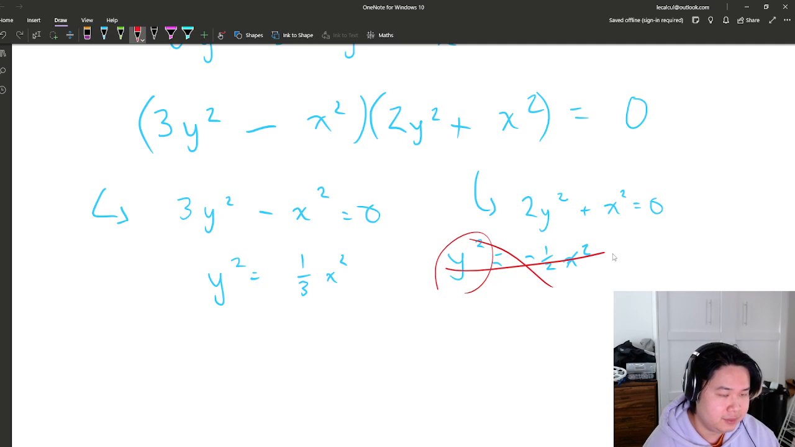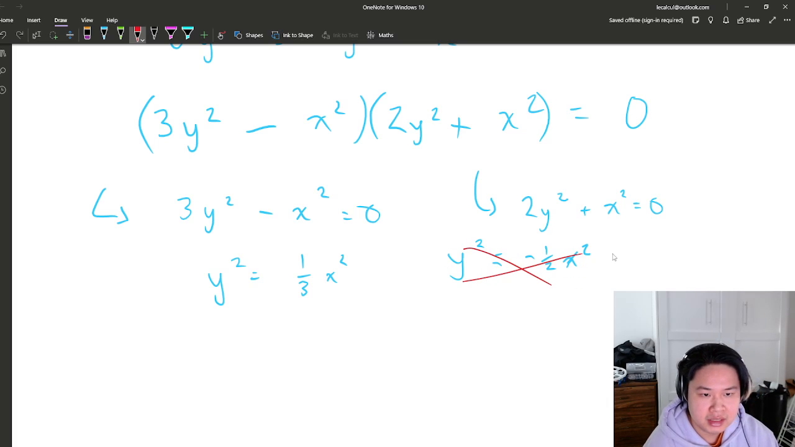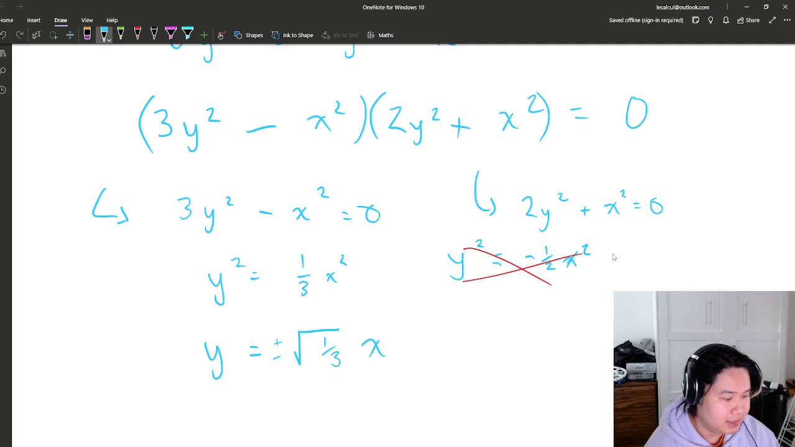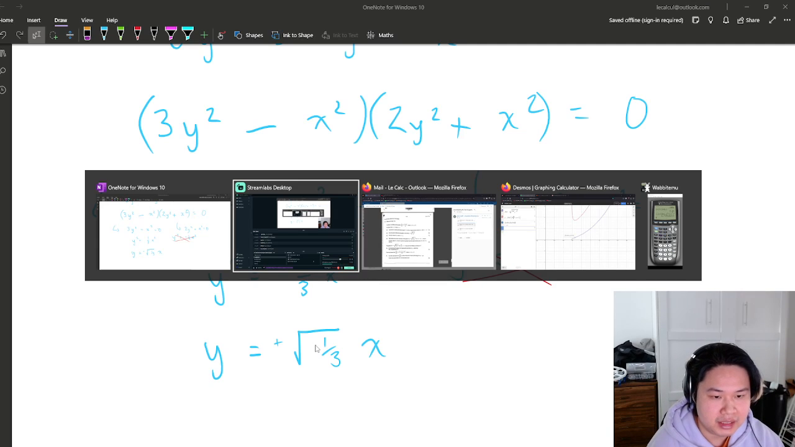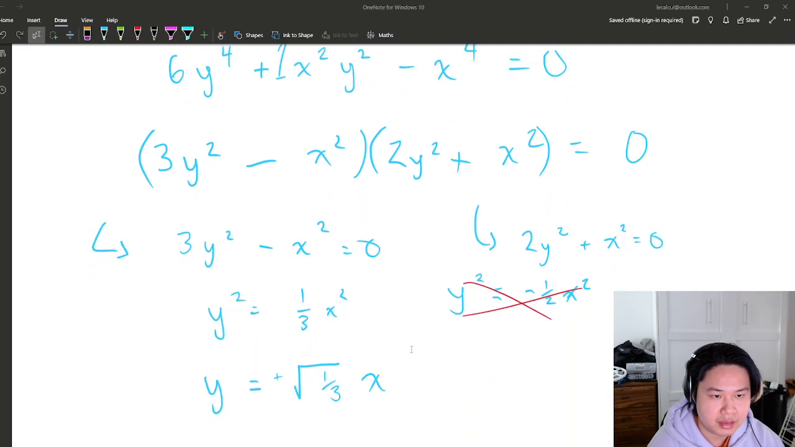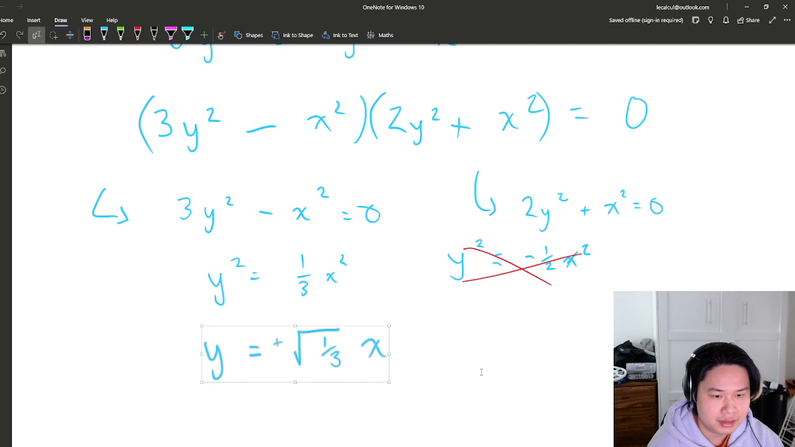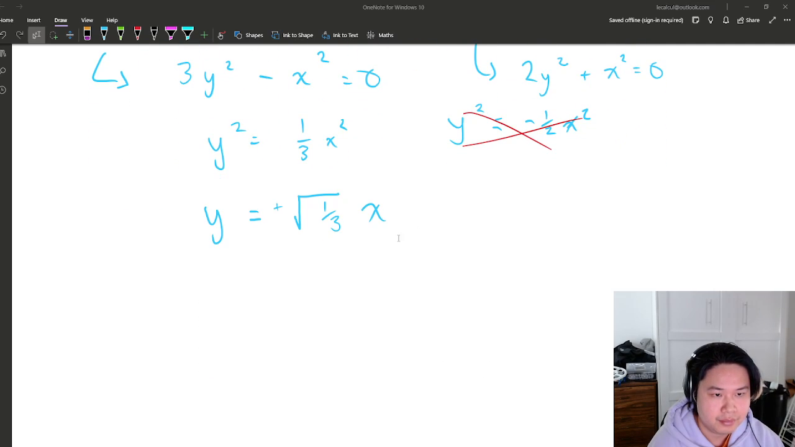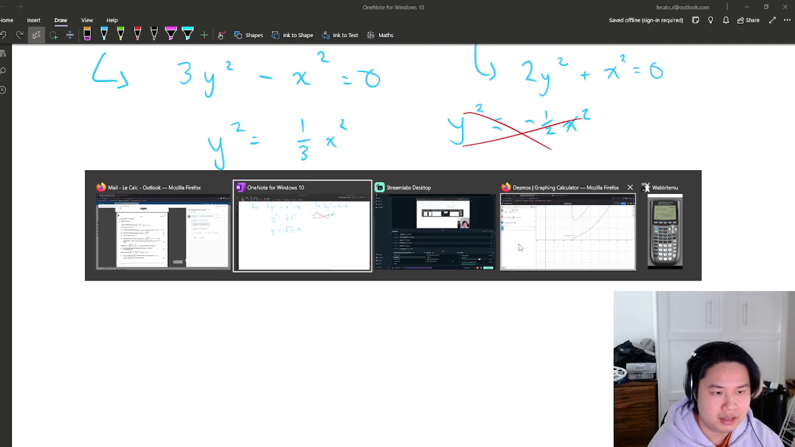Because you cannot have something be squared and then have it be equal to a negative value. So no solution here. And then from here, we have y equal to the square root of 1 over 3, plus or minus. And then I think we only want the positive one because the y value is positive there. So this should be m. And I think that's it. I'm done.